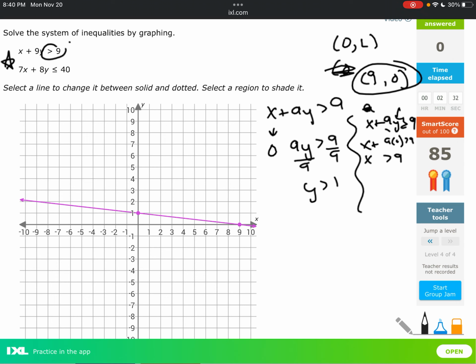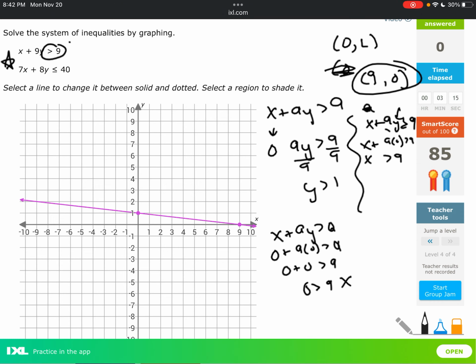I see that this is an open line, so I'm going to make sure it's open, and then I need to test a point on either side to see what works. I always like to test the point 0, 0 because multiplying by 0 is really easy. Any number multiplied by 0 is just 0. So I would put 0 for both of my letters, and I get 0 plus 0, that's 0, is greater than 9. Is 0 greater than 9? No, so that means it's not a solution.